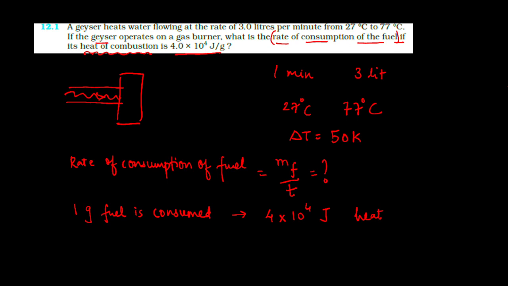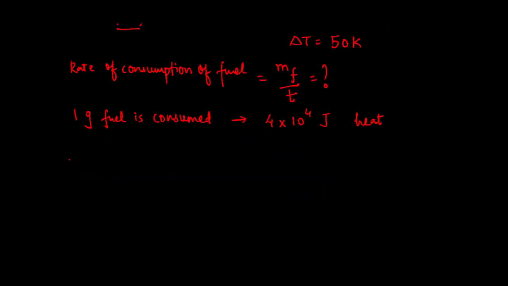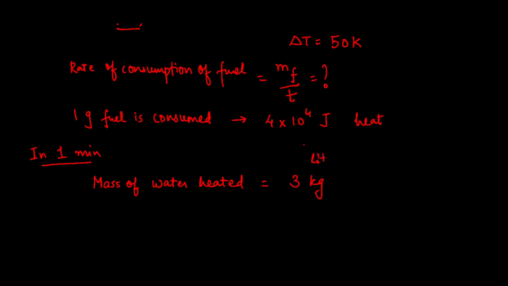So now we have to find how much heat is required per unit time. Let's say 1 minute. We'll deal with everything for 1 minute. That way it will be very easy to talk about. So in 1 minute, the mass of water heated, how much mass is heated? 3 liter, no, mass 3 kg. Is this clear? 3 liters mass is 3 kg for water.